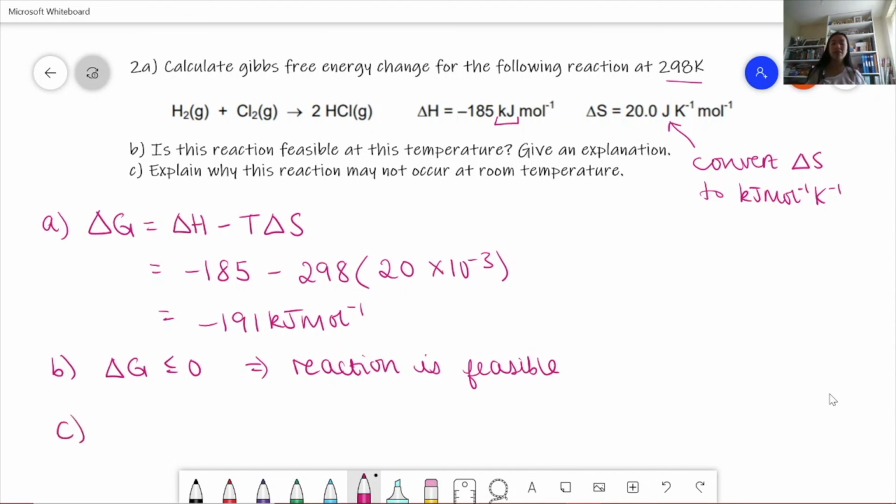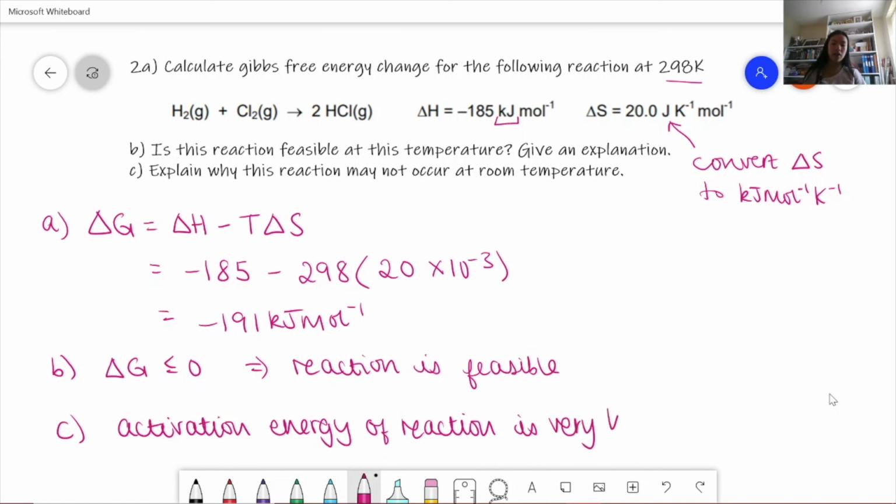Then for C, explain why this reaction may not occur at room temperature. The main reason is that the activation energy required for this reaction could be very, very high, and so this is why it may not occur, even though the reaction is very feasible. The activation energy of the reaction is very high.